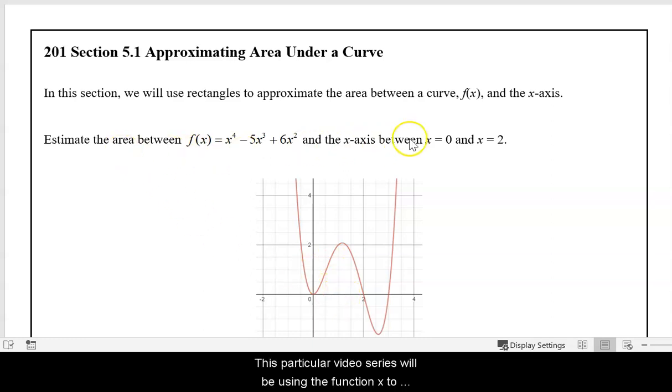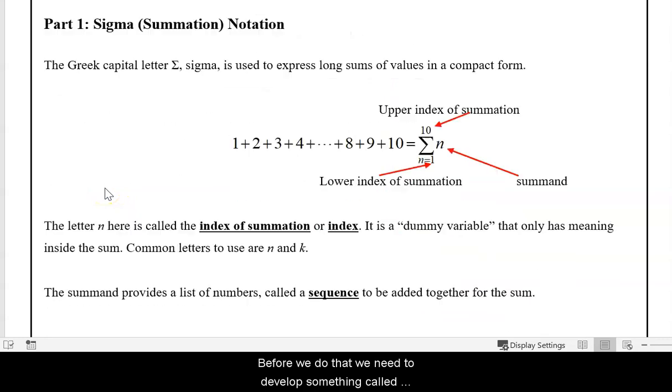For this particular video series, we'll be using the function x to the fourth minus 5x cubed plus 6x squared, and we will be examining the area between the two vertical lines x equals 0, which is the y-axis, and x equals 2. In other words, we want to know how much area we can fit underneath this graph here. Before we do that, we need to develop something called sigma notation.